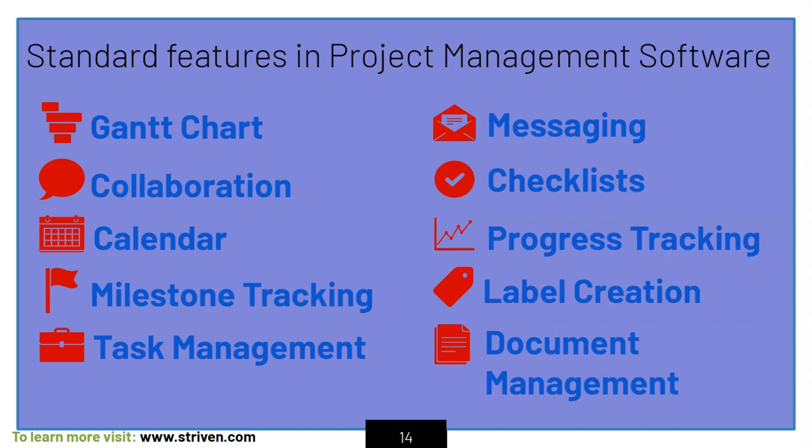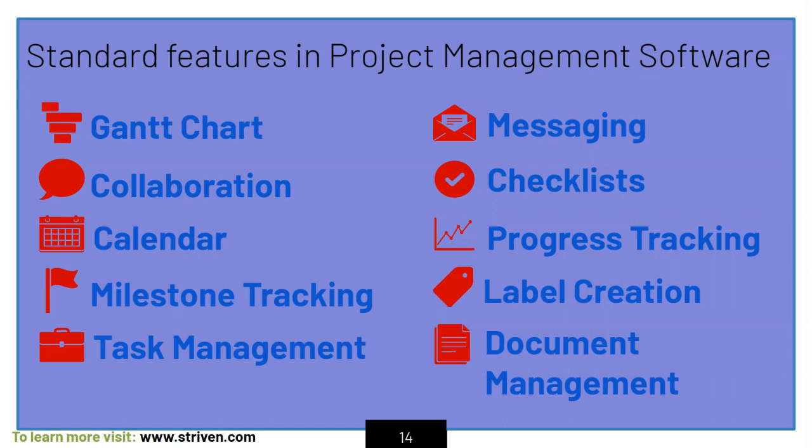Collaboration tools like a chat, and sometimes chat with document sharing, are included. A calendar provides a visual of timelines and offers a schedule. Milestone tracking shows what's due and when. Task management helps you stay on top of the to-dos of the project. Messaging offers a way to message back and forth with customers. Checklists can help know what needs to be done. Progress tracking shows how far on or off target the project is.